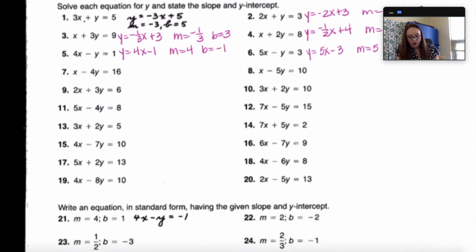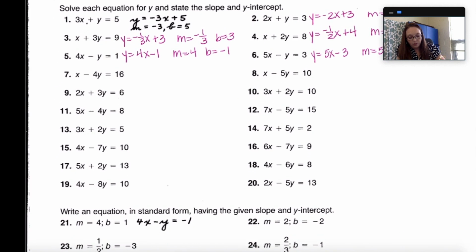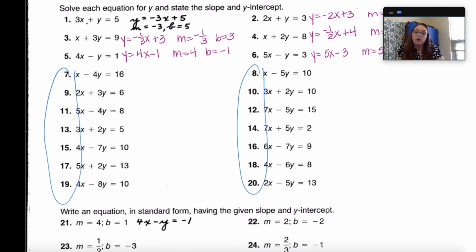Okay, so now what I want you to do is go through and complete problems 7 through 20 right now. So pause the video and do 7 through 20 on your own.